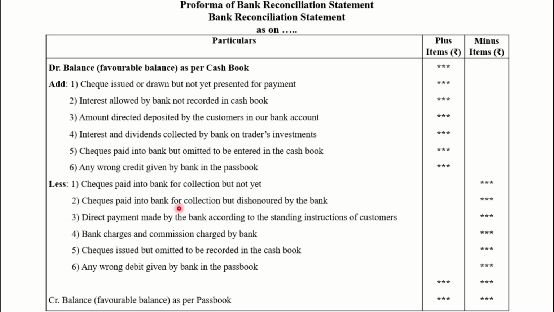Another, the subtraction transactions, are checks paid into the bank for collection but not yet collected, checks paid into the bank for collection but dishonored by the bank, direct payments made by the bank according to the standing instruction of the customers, bank charges and commission charged by the bank, checks issued but omitted to be recorded in the cash book, and any wrong debit given by the bank in the passbook. These are the subtraction items that we record in the minus column.